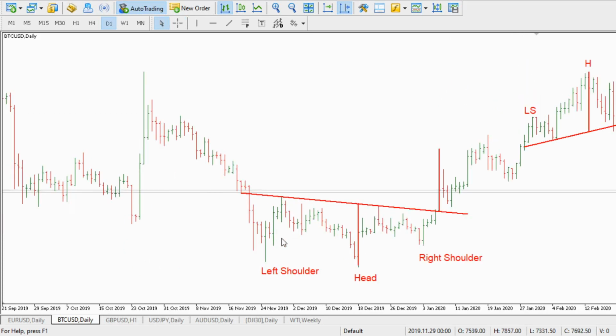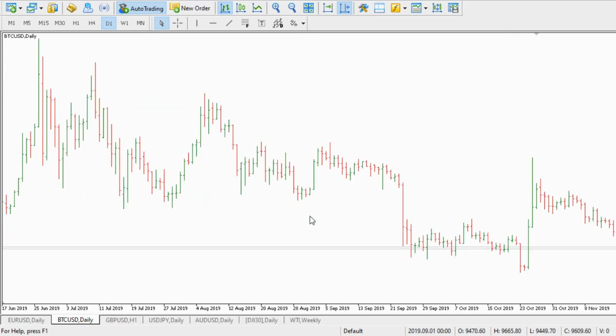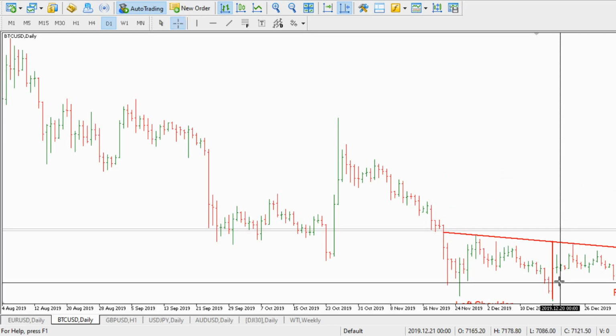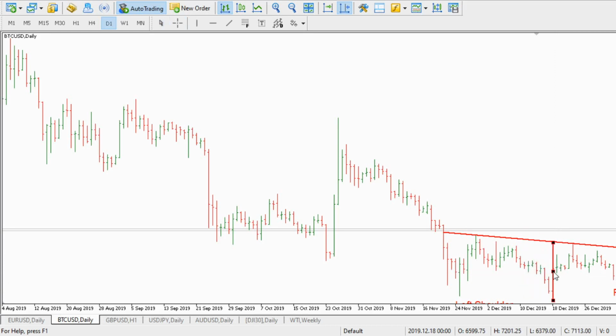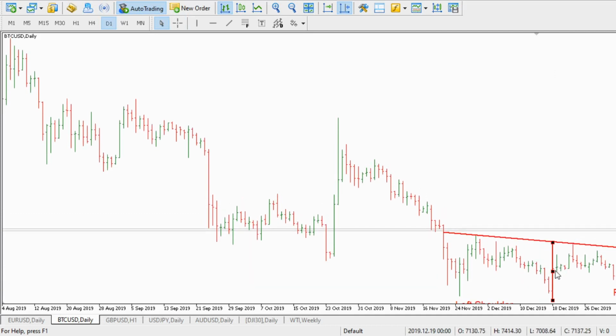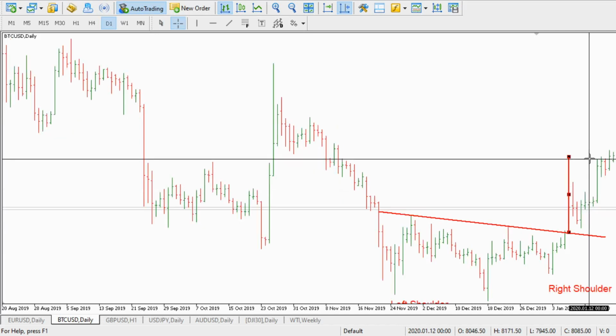So what we have to do first, when this figure appears in front of us, it is up to us to put the neckline right here between these two tops, then to take this measure as we discussed on the whiteboard, and let's just put it here, and then project it from the point where the prices break the neckline, and this will give us a price target where we can take our profit.